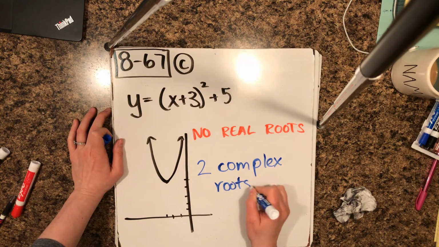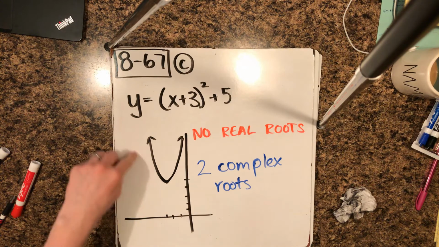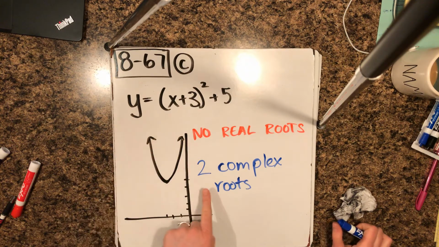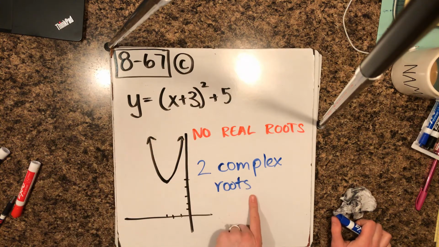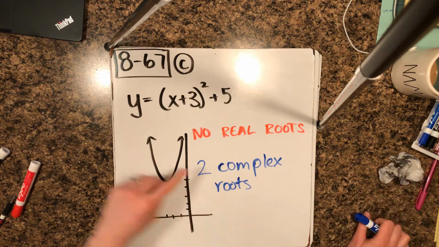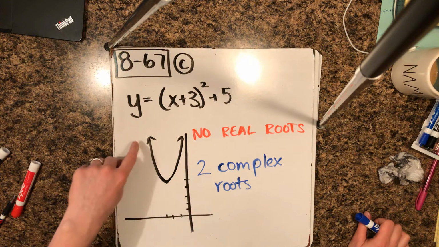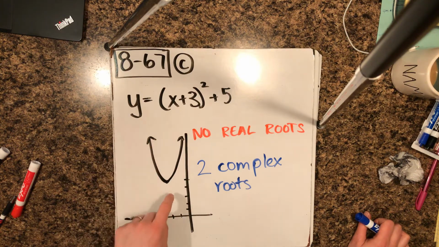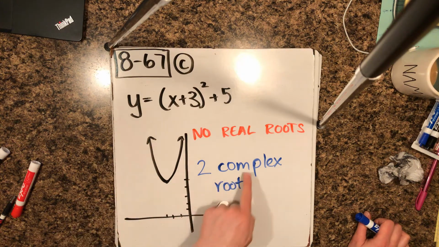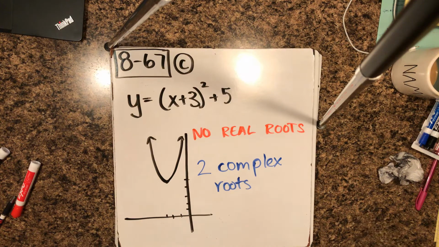So when you can't see where the graph crosses the x-axis, okay, there still could potentially be complex roots. And we're going to talk a lot more about that, so don't panic yet if you don't know what we're talking about. Okay, if the graph does not touch the x-axis, it just represents 2 complex roots.